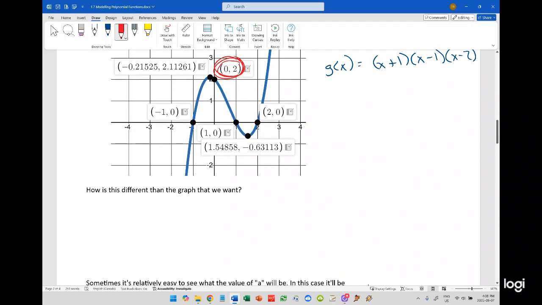Okay, so the question there, how is it different from the graph that we want? We just said that verbally. I'm not going to write anything down there, but that's the idea. I want to get my graph from 2 to negative 6, so I multiply the whole thing by negative 3.